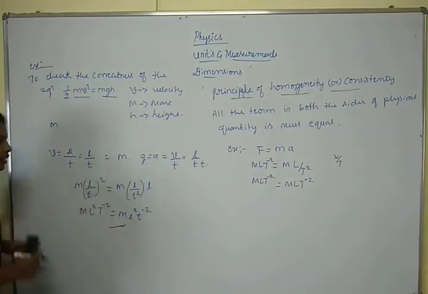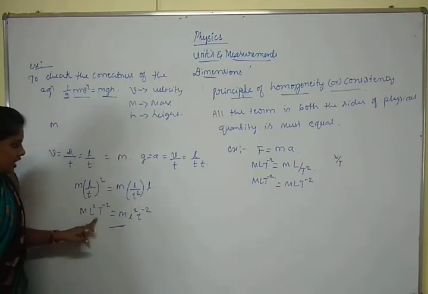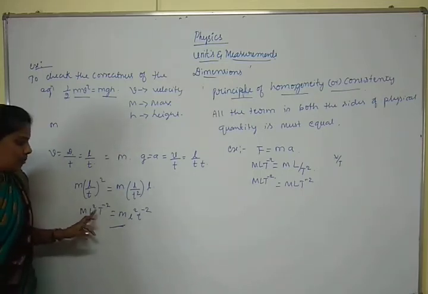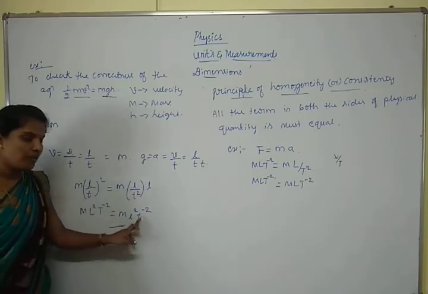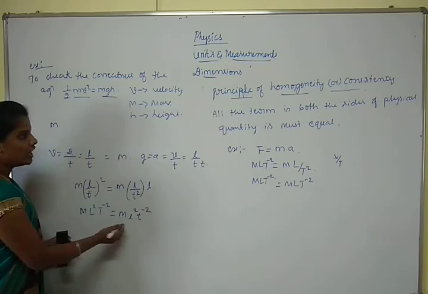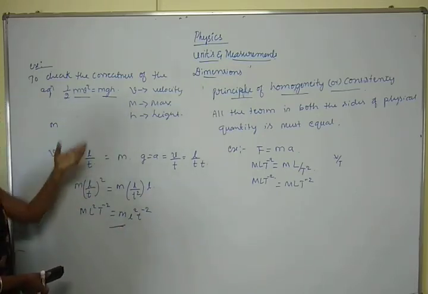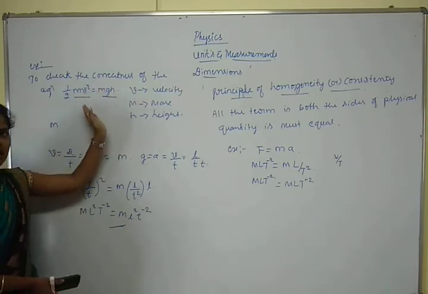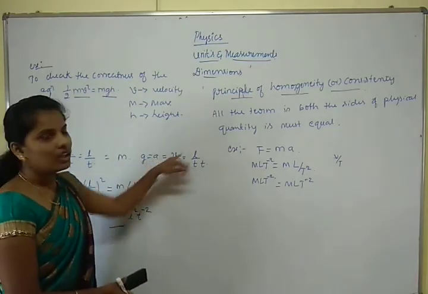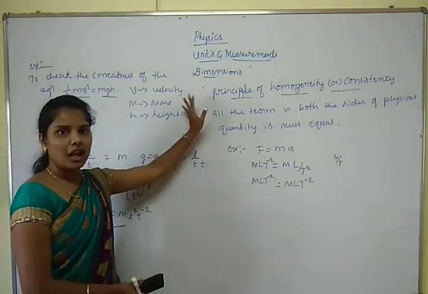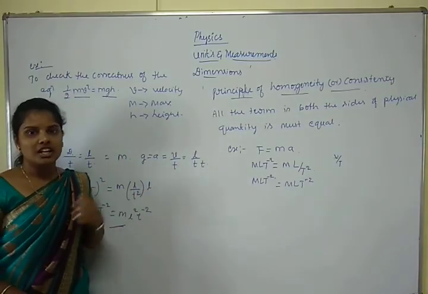Observe both sides. The dimension is M L^2 T^-2 on the left, and here also M L^2 T^-2. This is the principle of homogeneity, used to check the correctness of the dimensions of a given physical equation. This is the whole class regarding the dimensions of physical quantities. I will stop here. It will continue in the next class. Thank you.